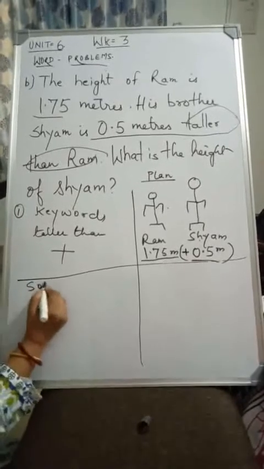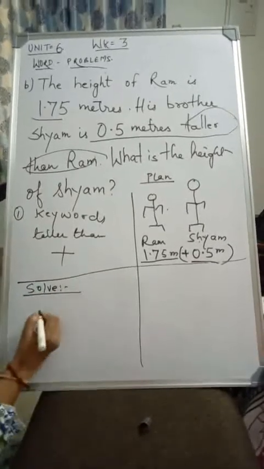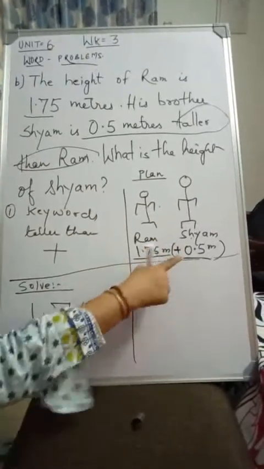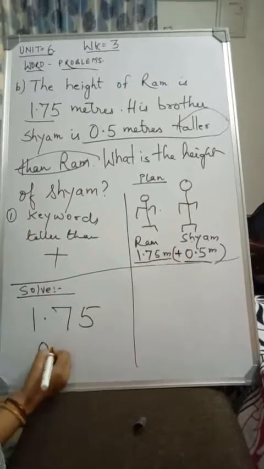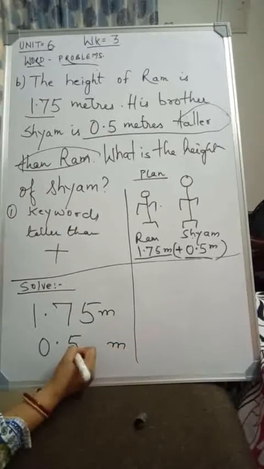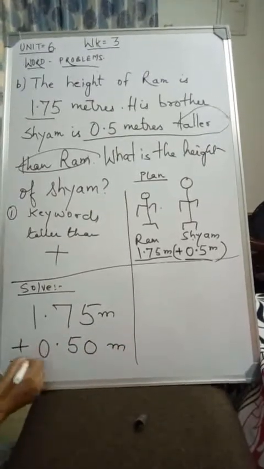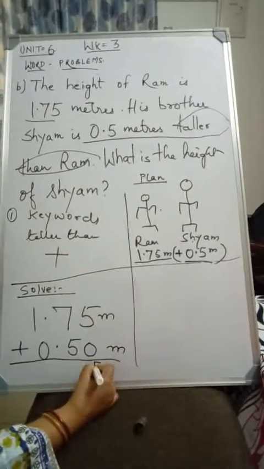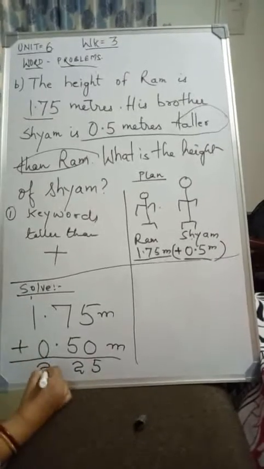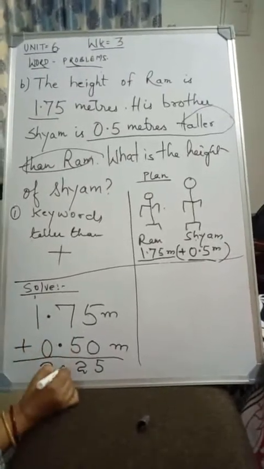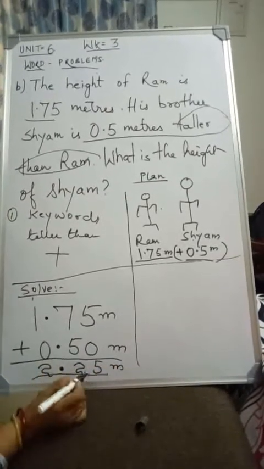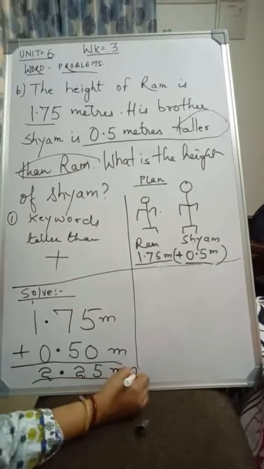So how will we solve it? Simple. Add the height of Ram with the 0.5 by which Shyam is taller. It is meter, it is also meter. So here 5, so put 0 over here. Put the addition sign. Now add. 5 plus 0 is 5. 7 plus 5 is 12, 2, 1 carry over. 1 plus 1 is 2. So the decimal you have to follow one below the other. So put the decimal in the sum also. So the height of Shyam is 2.25 meter. So this is the answer.